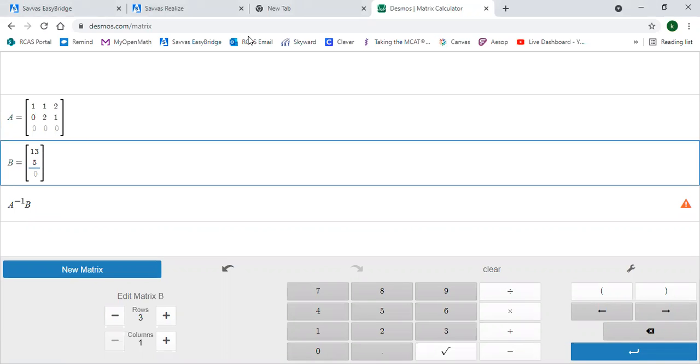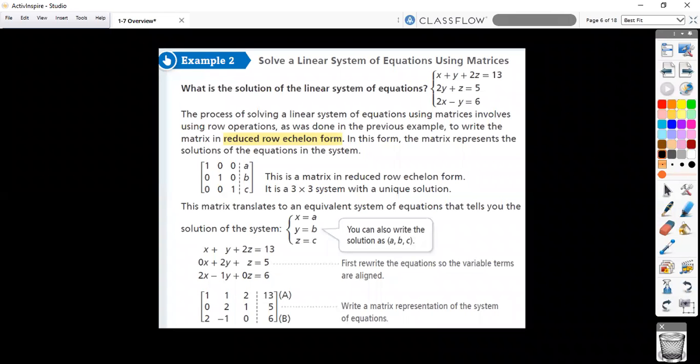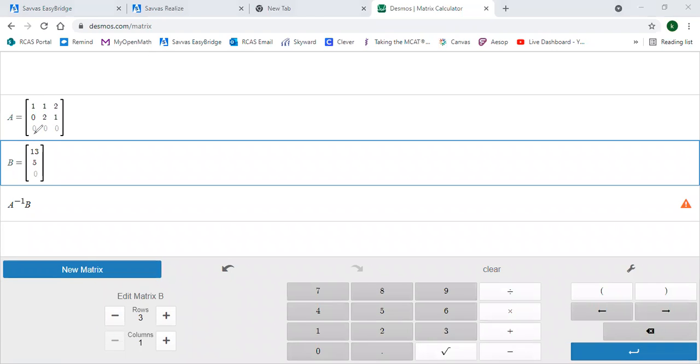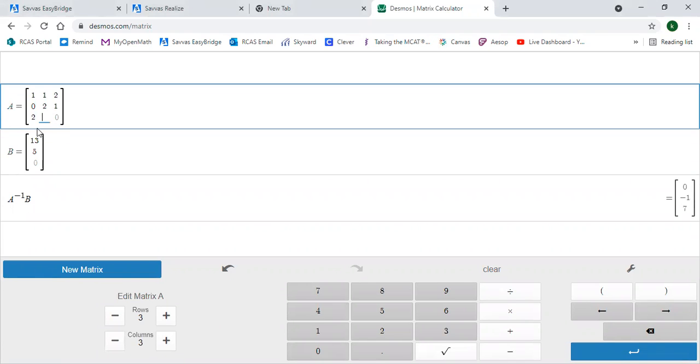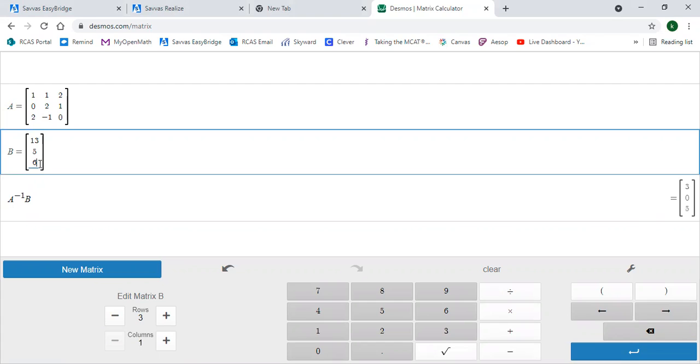And then the last row, down here on the bottom, down here is 2, -1, 0 with the answer of 6. 2, -1, 0, and down here an answer of 6.